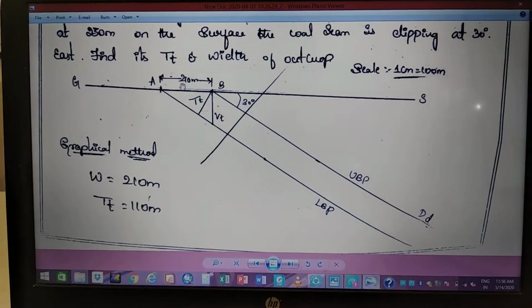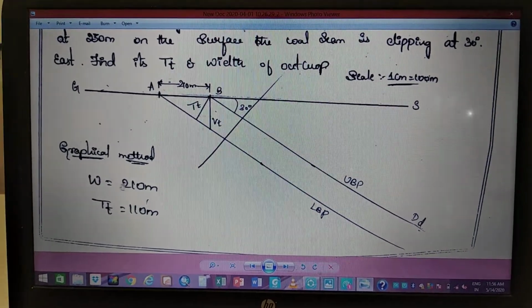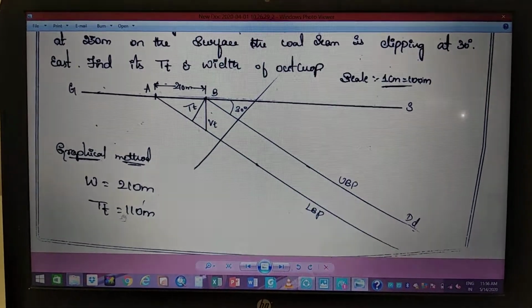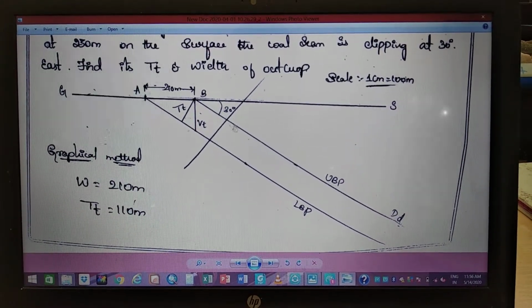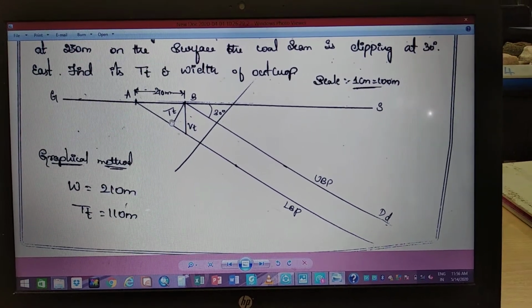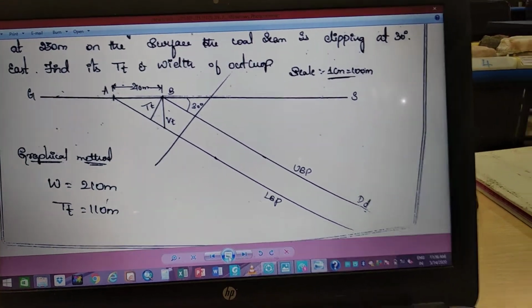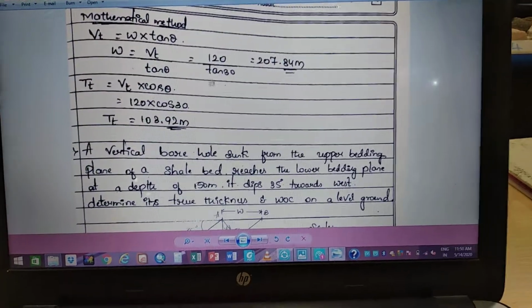That's 210 meters, the width of the outcrop, and the true thickness is 110 meters. This is perpendicular to the upper bedding plane. You draw it and measure it, and you will get 110 meters. So let's go to the mathematical method.